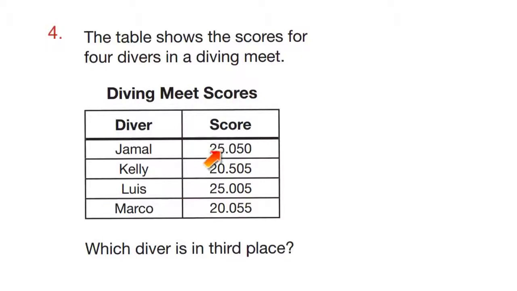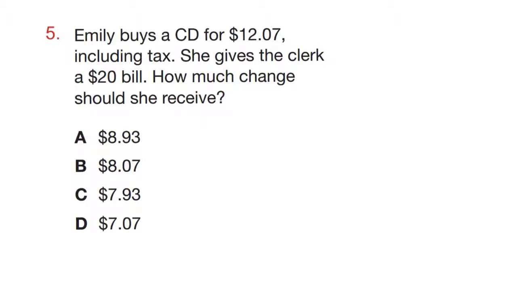We're going to go to the right. 0, 0, 5, and a 0. So that tells me Jamal is in 1st, Lewis is in 2nd place. Now it's between Kelly and Marco for 3rd place. So again, 20 and 20. So we're going to go to the right. We have a 5 in our tenths place and a 0. That 5 is worth more than the 0, so therefore Kelly would be in 3rd and Marco in 4th. So your answer for this is actually Kelly is in 3rd place.